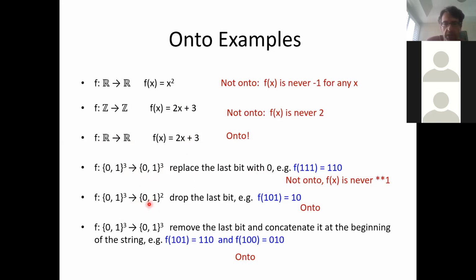What about this function? The function takes a 3-bit string and drops the last bit. That function is onto, because every 2-bit string is some 3-bit string with the dropped bit. It's actually 2 different ones, but I don't care. Some elements are mapped onto this. Or make a funny function: take the last bit, remove it, and put it at the beginning. It rotates the string. It's onto. Why? Because you can invert it.